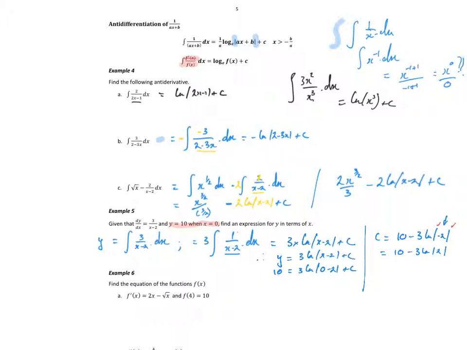So now I can say y is equal to 3 times natural log of x minus 2 plus 10 minus 3 natural log of 2. Now, if I wanted to, I could group those logs together. It's 3 in bracket natural log of x minus 2 minus natural log of 2 plus 10. And when we subtract logs of the same base, we divide.